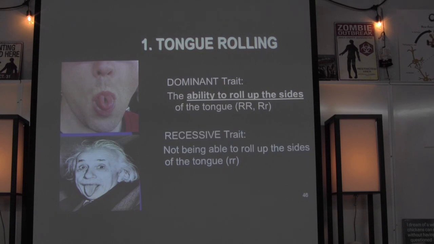Is it dominant or a recessive trait? It's dominant. So the dominant trait is the ability to roll your tongue. So then would you write capital R? Yep. So big R.